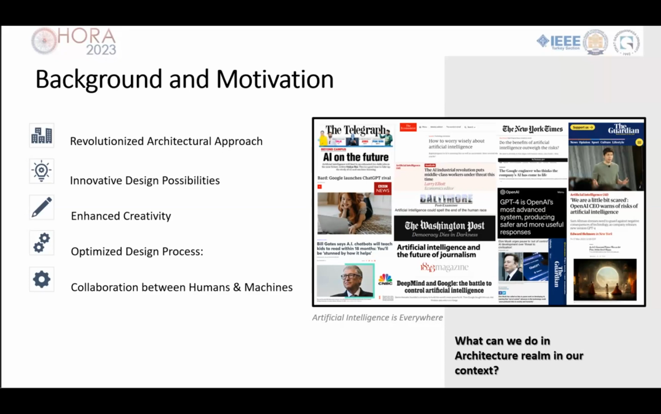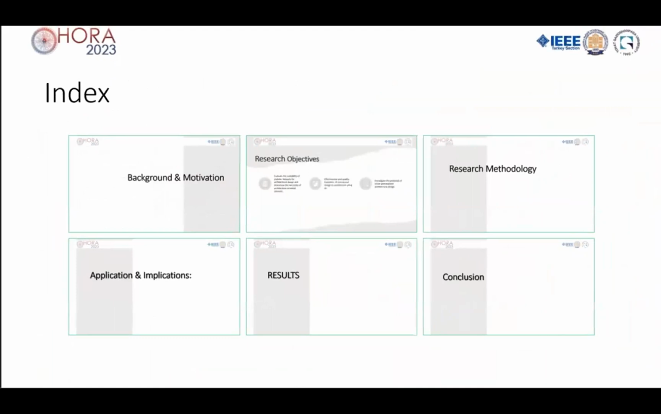And also it is actually a collaboration between human and machine. Neural networks complement human expertise, acting as a creative assistant and expanding architectural possibilities. For example, architects can collaborate with AI algorithms to explore design iterations and combine their artistic vision with AI-generated suggestions. So that was our motivation for the research, and let's move to our research objective.